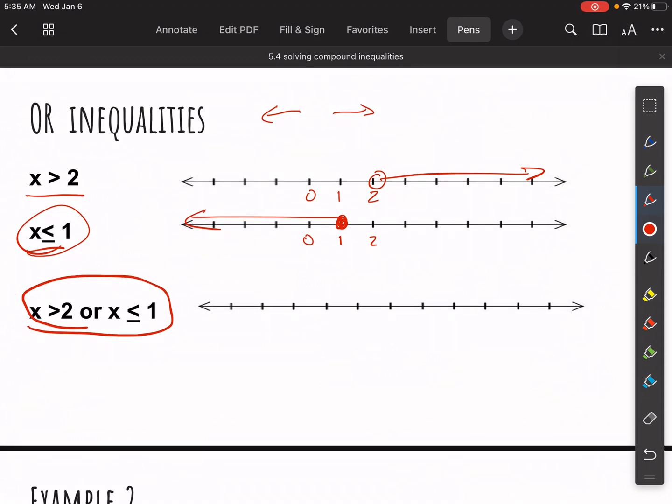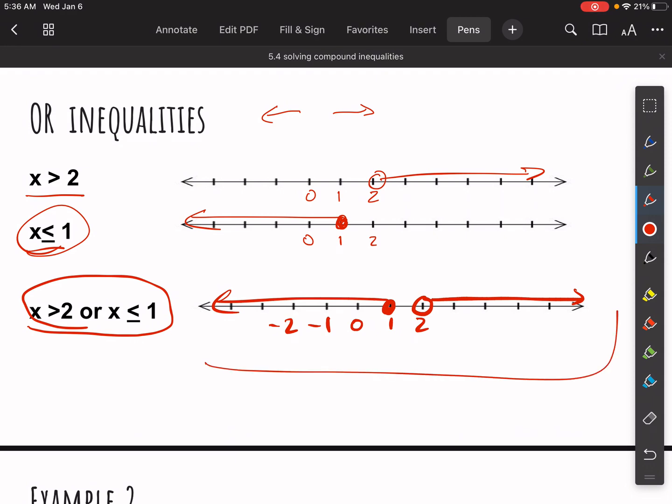So here we have x is greater than 2. So let's just label this 0, 1, 2. Let's do negative 1, negative 2. X is greater than 2. Okay, so open circle here, going off this direction. Or x is less than or equal to 1. Okay, so at 1, filled in circle, because it's or equal to, and going that way. That is your answer. The graph is your answer, by the way.